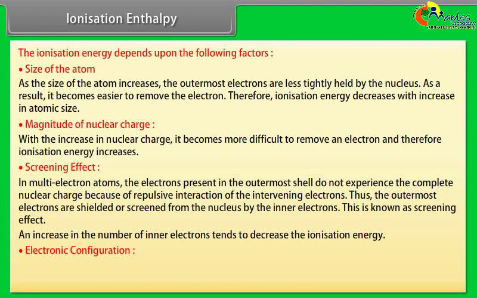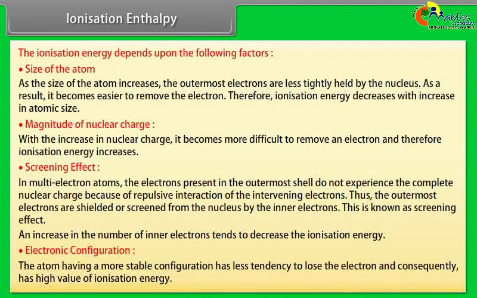Electronic configuration. The atom having a more stable configuration has less tendency to lose an electron and consequently has a high value of ionization energy.